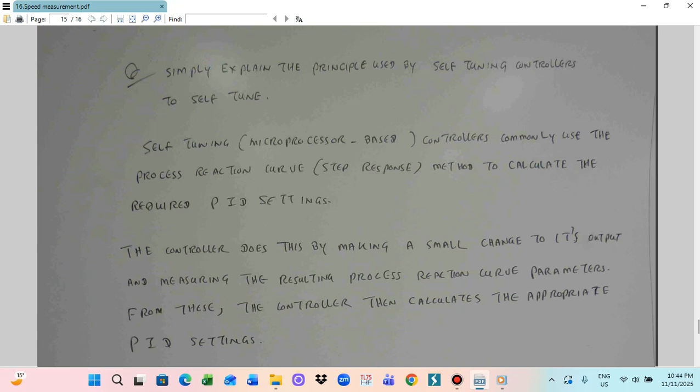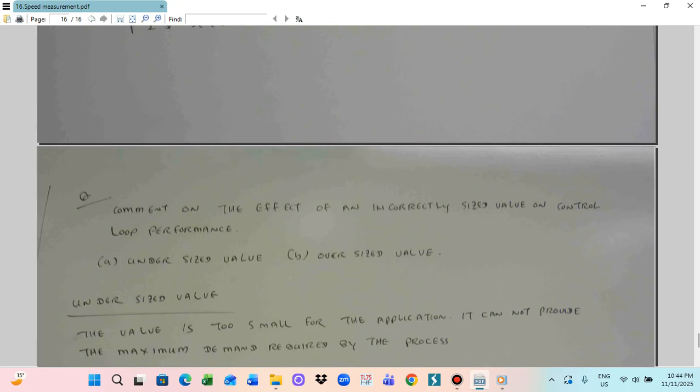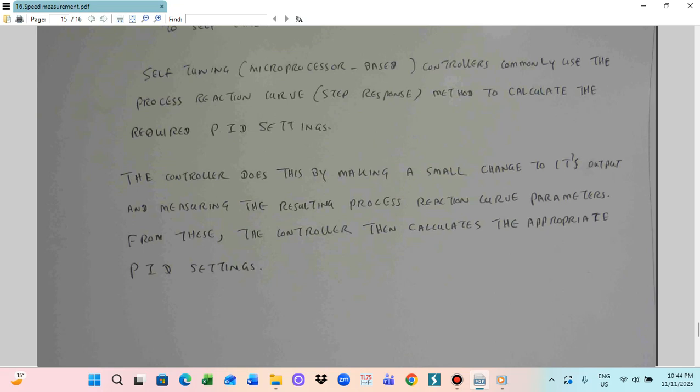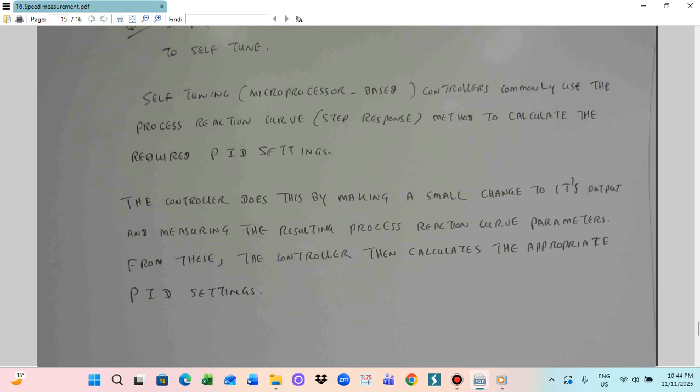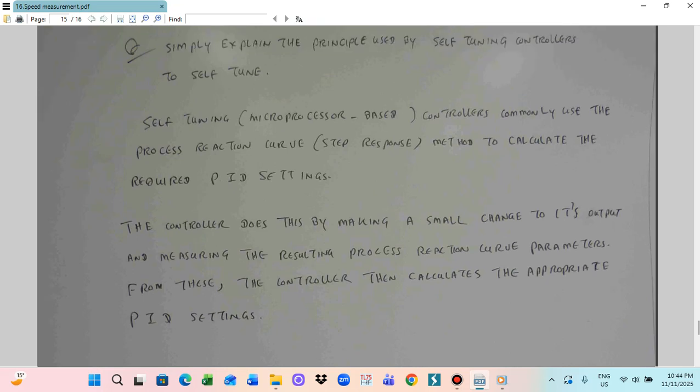The phase tuning controller commonly uses a process reaction curve to calculate the required PID settings. The controller makes a small change to its output and measures the resulting process reaction curve parameters. From these, the controller then calculates the appropriate PID settings. So this is microprocessor based. The change is sent by the controller, and it sets the appropriate proportional, integral and derivative control settings.